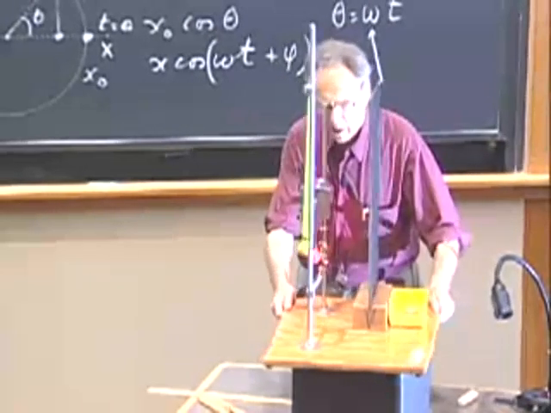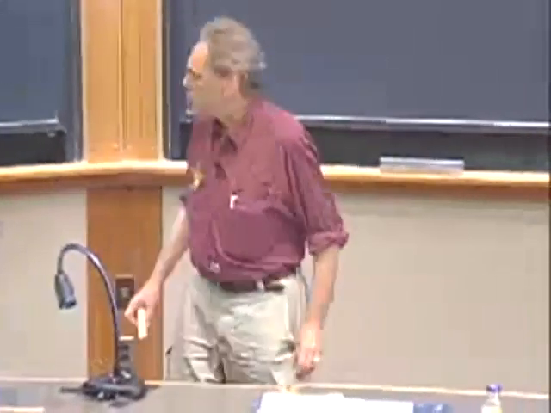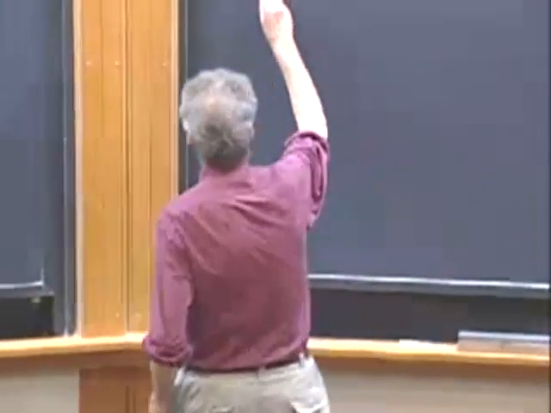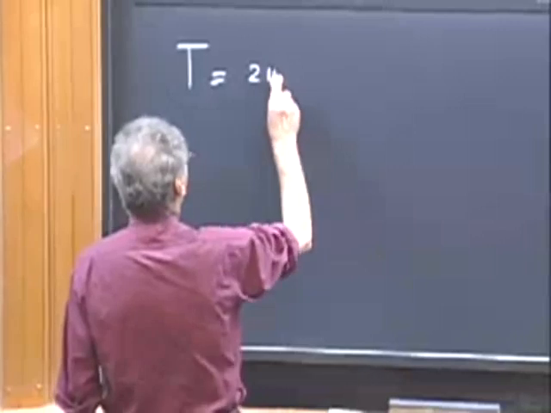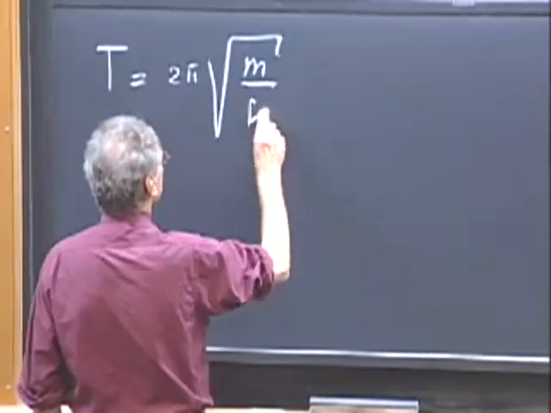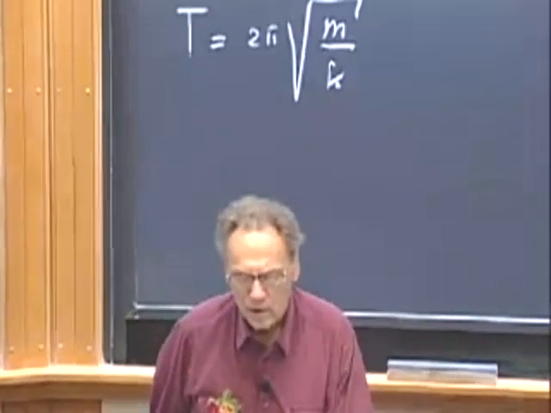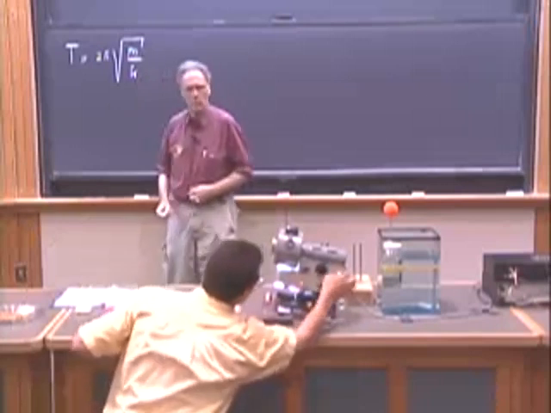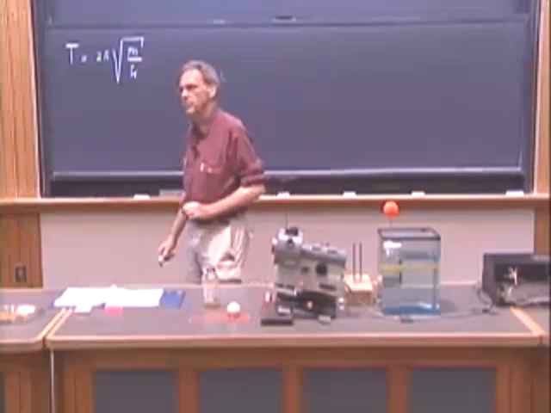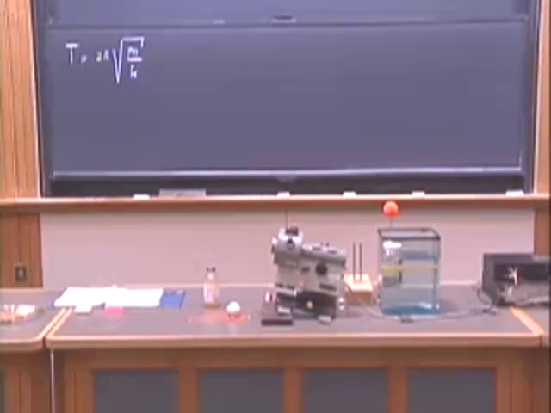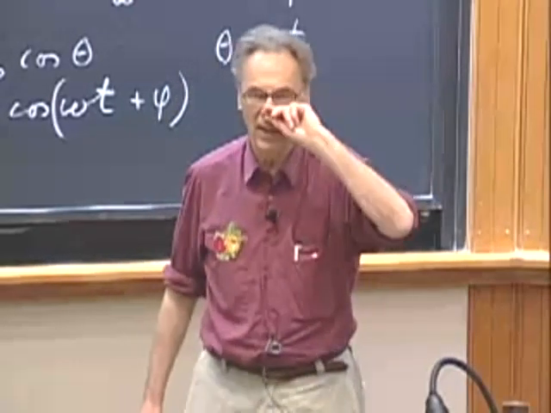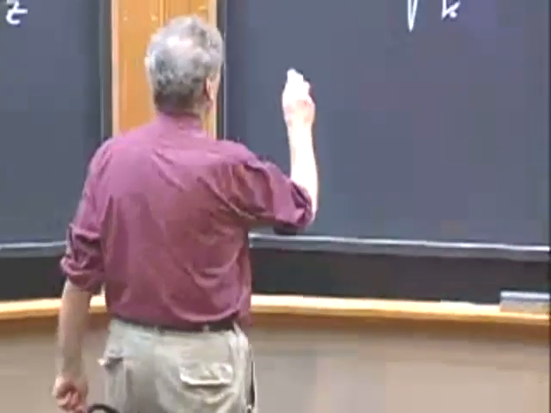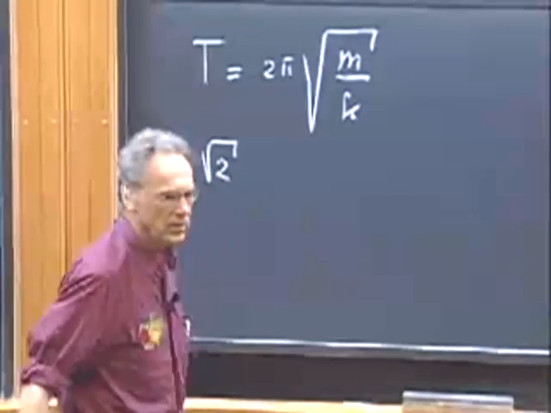So, if we return to the spring, then we have a period for the spring system, which is 2 pi times the square root of m over k. And I want to bring this to a quantitative test. How accurate is this? I'm going to double the mass that I'm going to hang on that spring. We're going to measure the period. And then I want the mass, which is twice as high, I want that period to be the square root of 2 times higher, because that's what this equation predicts.